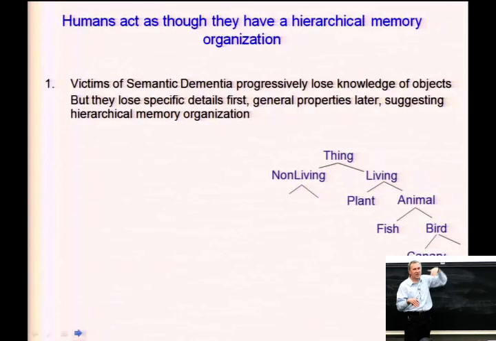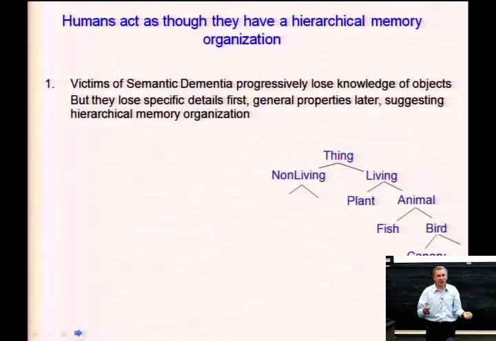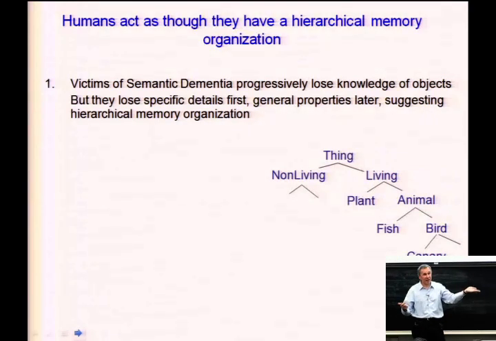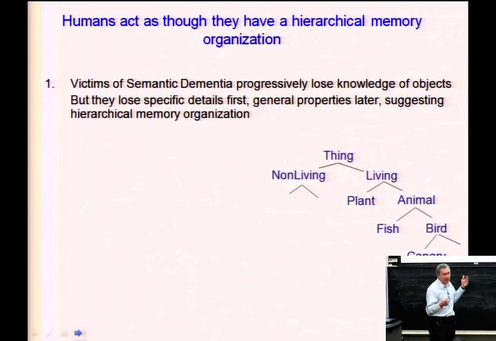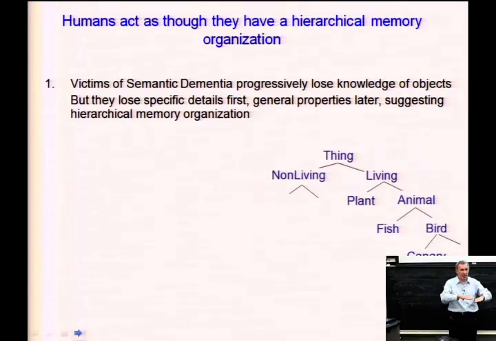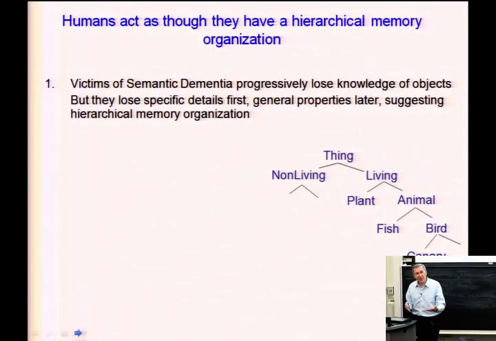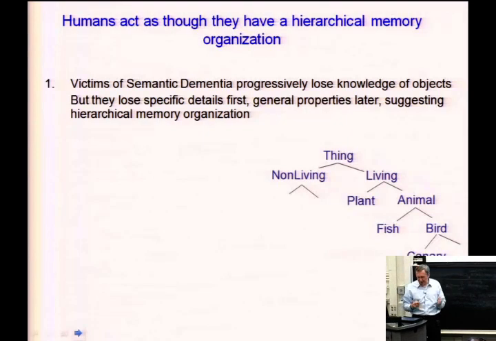In particular, they lose the more specific details in the hierarchy first. And so, for example, before they have semantic dementia, if you show them a picture of a canary, like you and I, they'll have no trouble saying, oh, that's a canary. But as the disease progresses, they get to the stage where they can identify it as a bird, but they can't say that it's a canary. And much later in the disease, maybe they could just say it's some kind of animal. So the disease progresses by taking away, in a sense, the more specific layers in the hierarchy first.